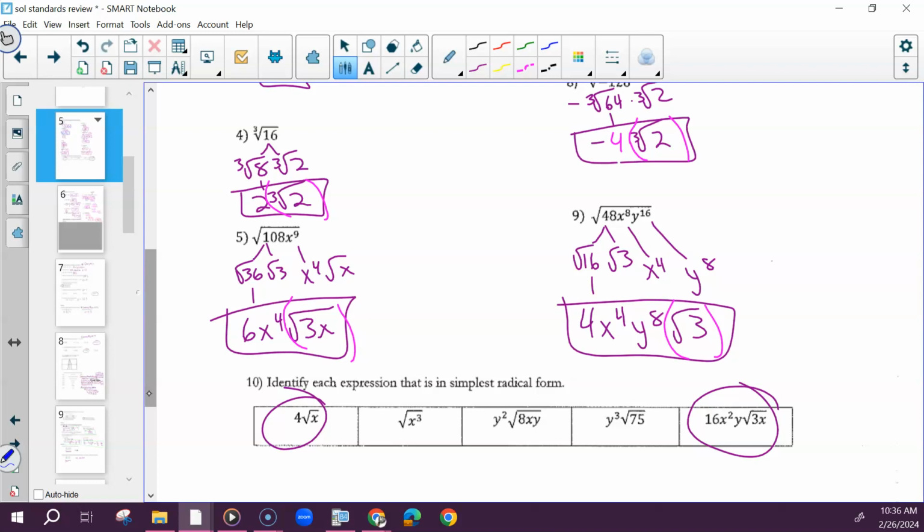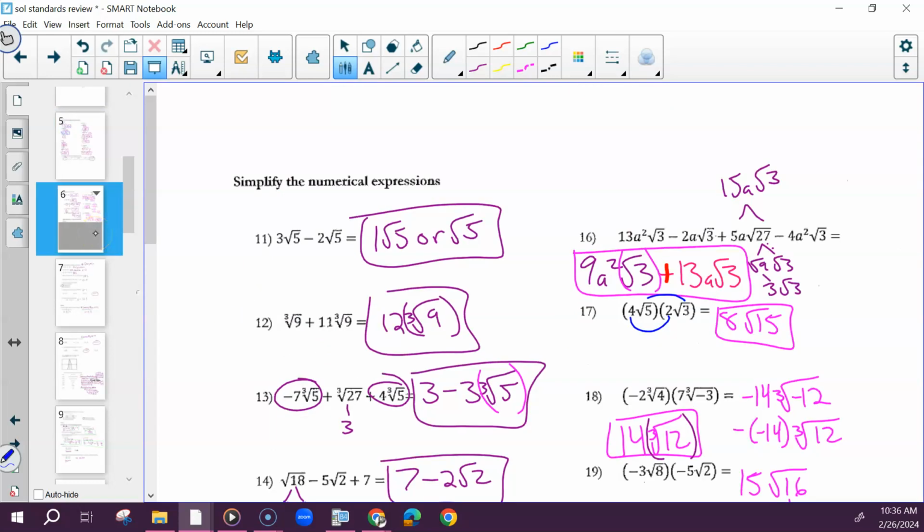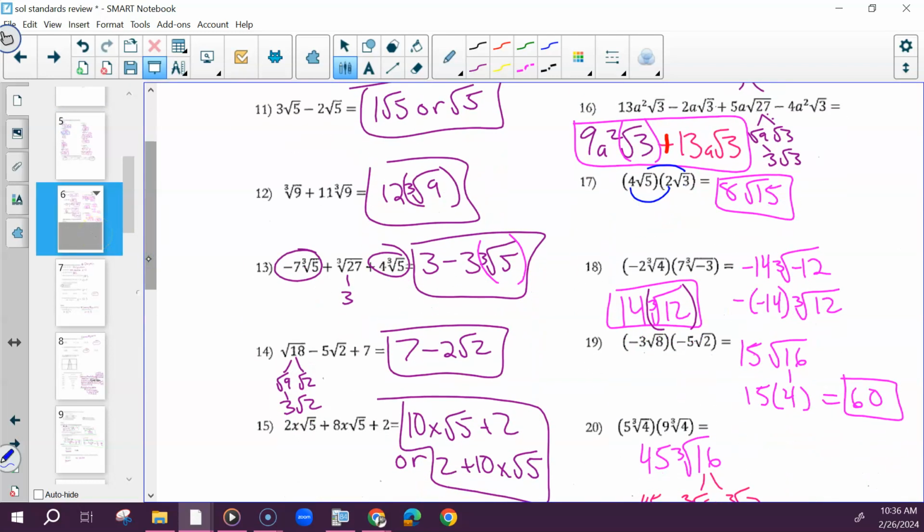If you need me to go back to this, just let me know. And then for 11, the square root of 5, or you can put 1 times the square root of 5. 12 was 12 times the cube root of 9. 13 was 3 minus 3 times the cube root of 5. 14, 7 minus 2 times the square root of 2.